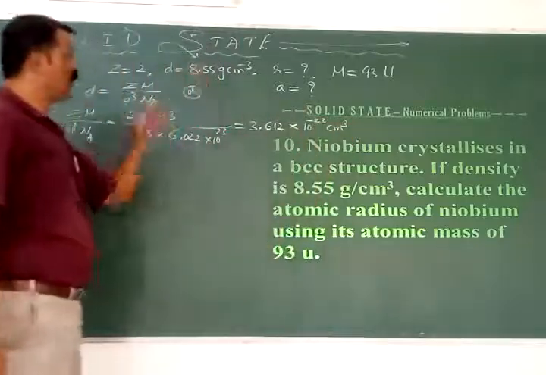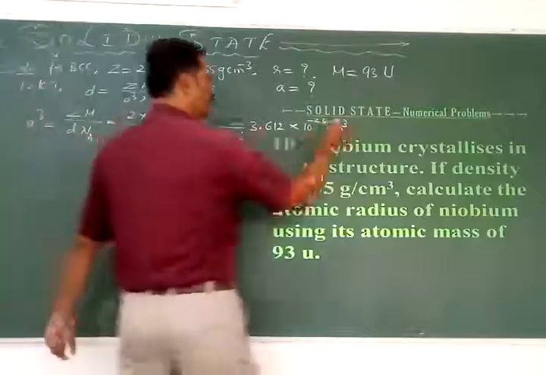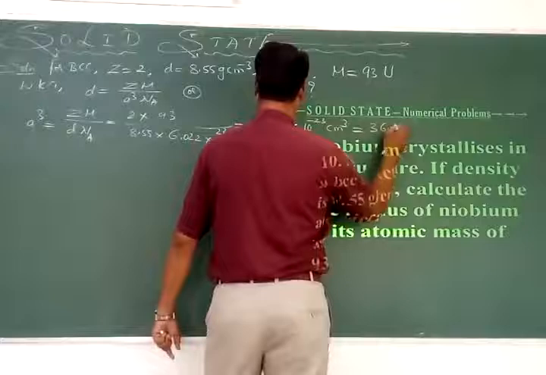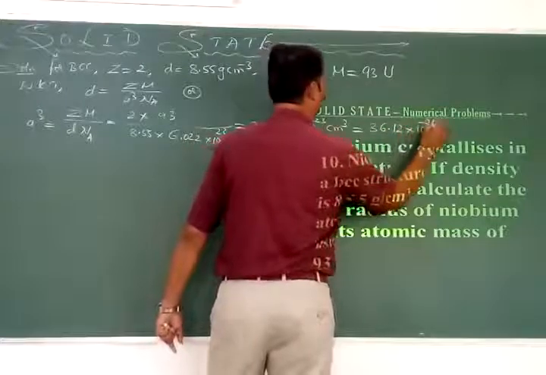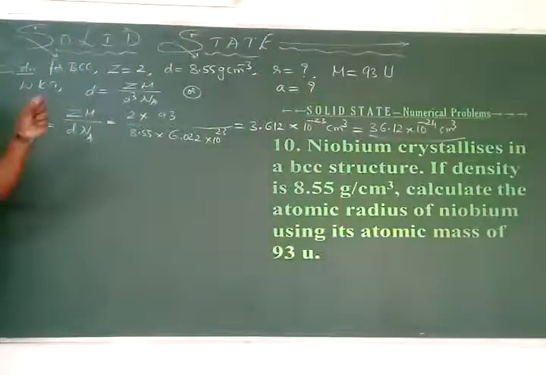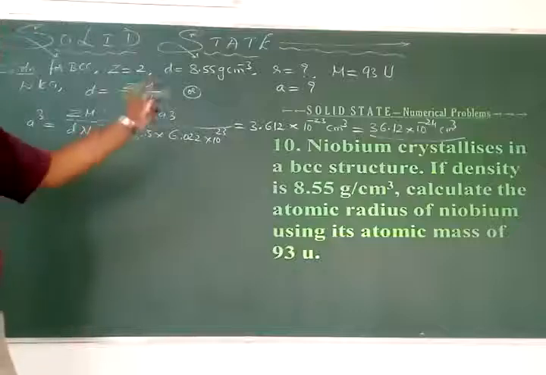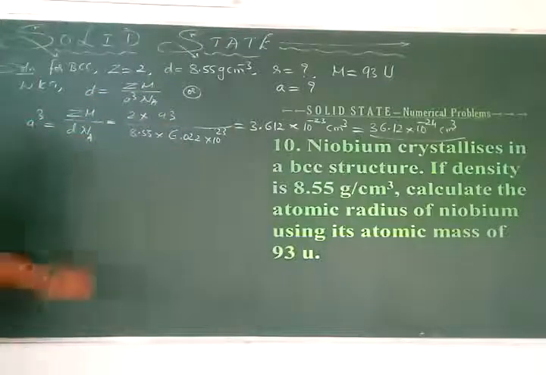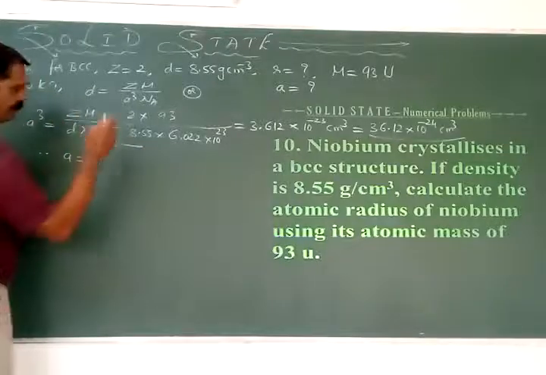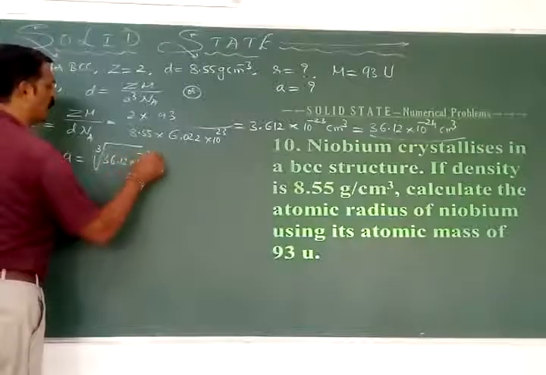Because the density is in gram per cm³, the volume is in cm³. So here, as it is a cube, 3.612 into 10 to the power of minus 23 can be written as 36.12 into 10 to the power of minus 24 in terms of cm³. Therefore, what is A? It is cube root of 36.12 into 10 to the power of minus 24.